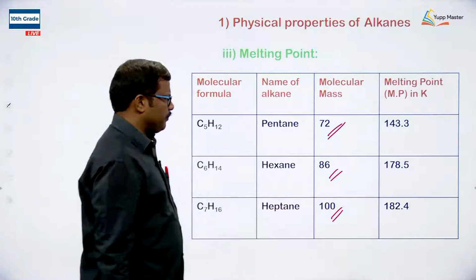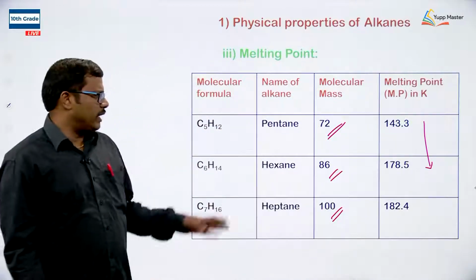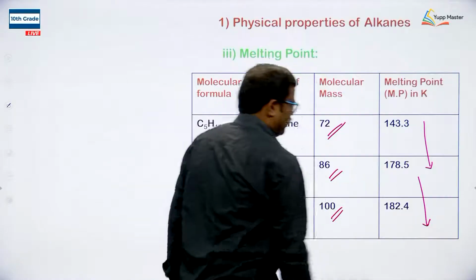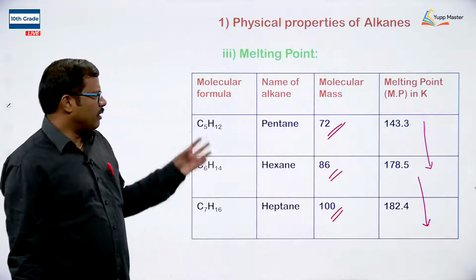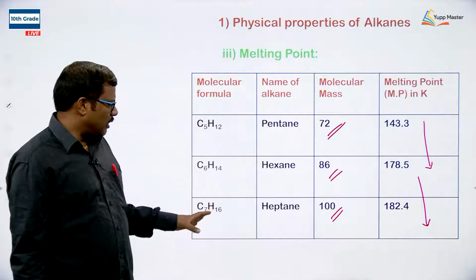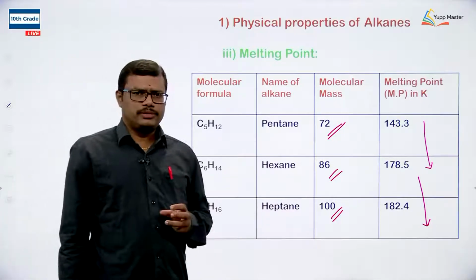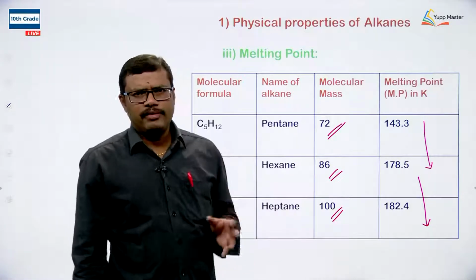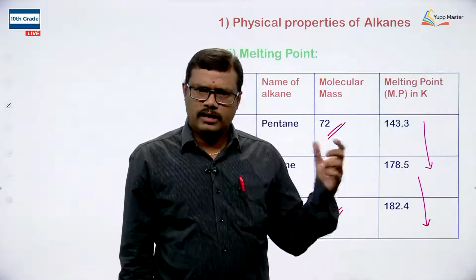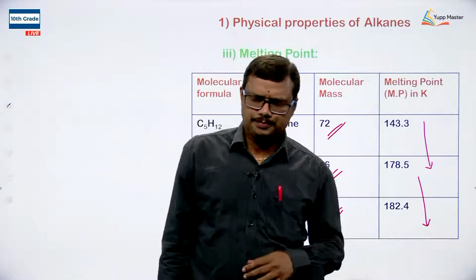From pentane to hexane, it is increasing, and hexane to heptane also it is increasing. But when we are moving from odd to even, the increase is more, and from even to odd, the increase is less. So, these two parameters can be easily observed. First, an alkane having an even number of carbon atoms has a higher melting point, and an odd number of carbon atoms has a lower melting point.